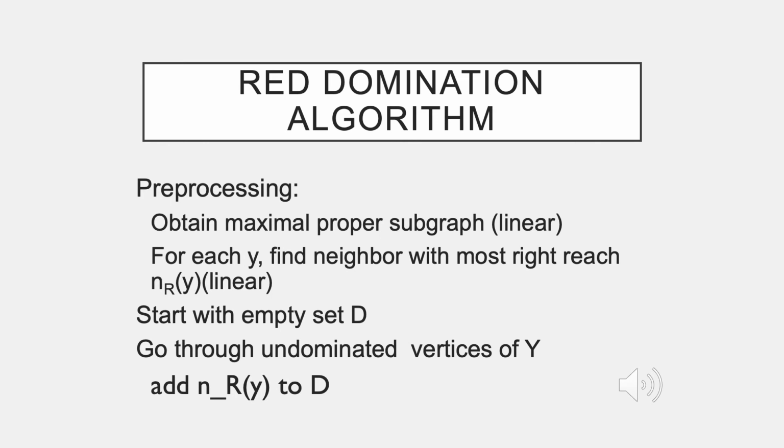After those two steps, the algorithm is simple. Start with an empty dominating set D. Go sequentially through vertices of Y, starting from Y1. Add to D the neighbor of the current vertex Y with the most right reach.